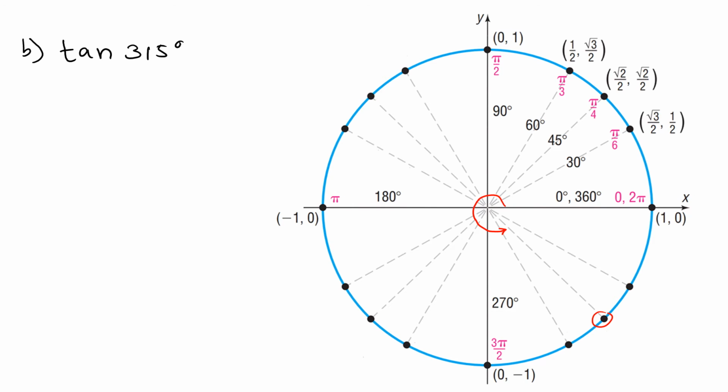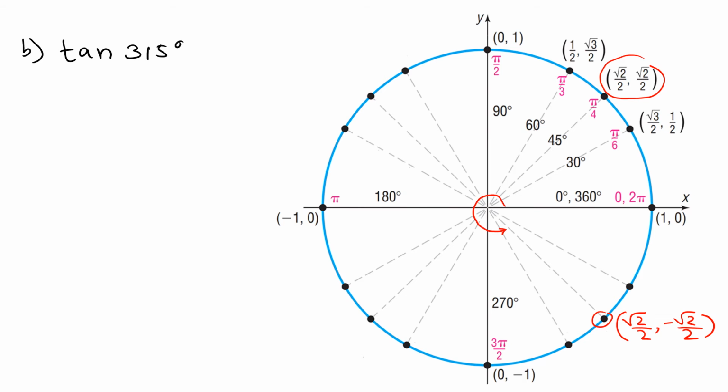And we know that that point is the reflection of this point across the x-axis. So if you reflect across the x-axis, what's going to happen? The x coordinate does not change. The y coordinate changes the sign.